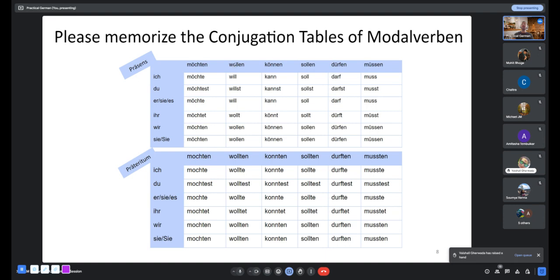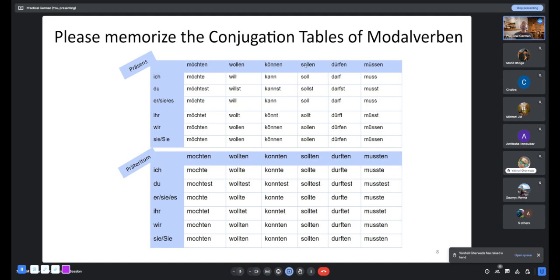So there is no umlaut, so it's fine. But we have to add the sound of te before n. So wollen becomes wollten. Let's look at können. Again, können. So remove the umlaut, so you have k-o, and you have to add the sound of te before n. So konnten. Same applies for sollen.